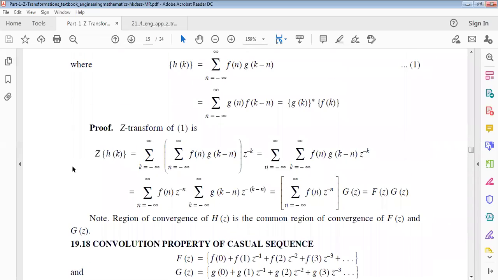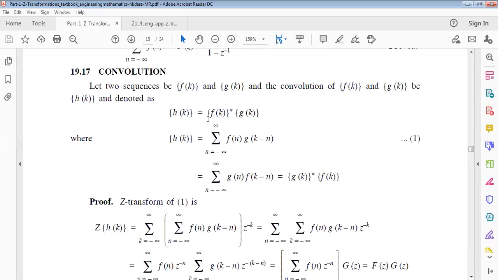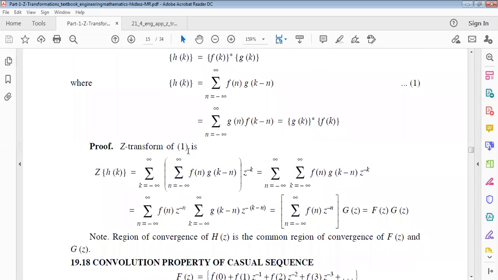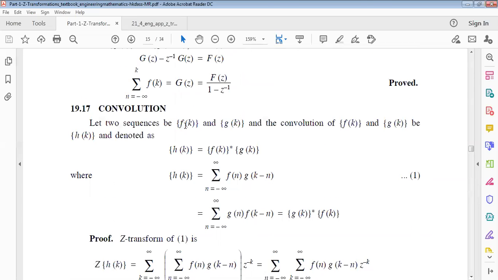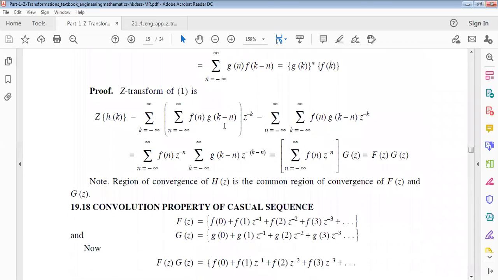Now the proof is very small. The Z transform of 1, that means this one. This is actually the convolution theorem statement. The Z transform of this can be written as the Z transform of ASK, which is the composite transformation of these two sequences, f of k and z of k.